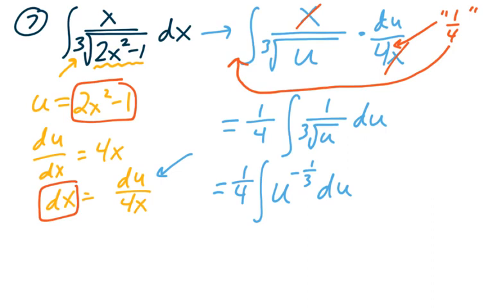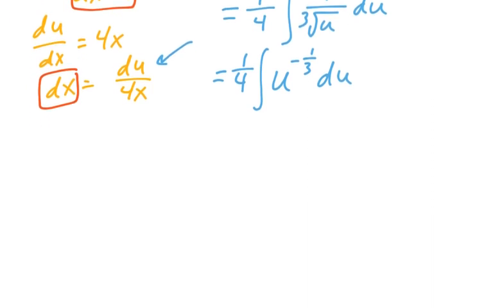Let's move this downstairs. There we go. All right, let's keep going. This becomes 1/4. All right, u to the negative 1/3. Let's add 1 to the power and divide by the new power. That becomes, how about 3/2 u to the 2/3. Absolutely plus c, because this is still an indefinite integral.